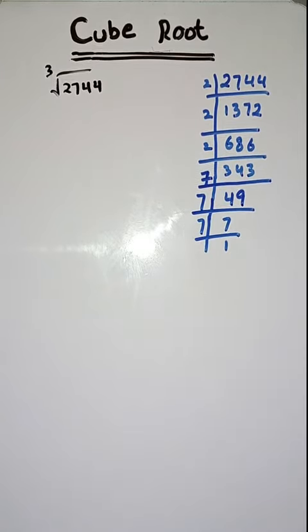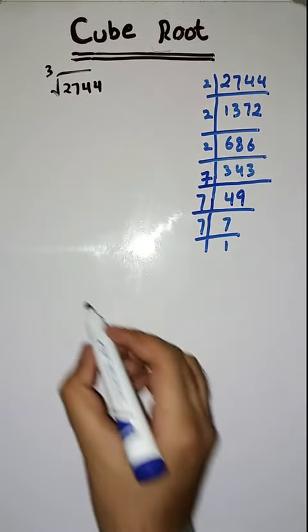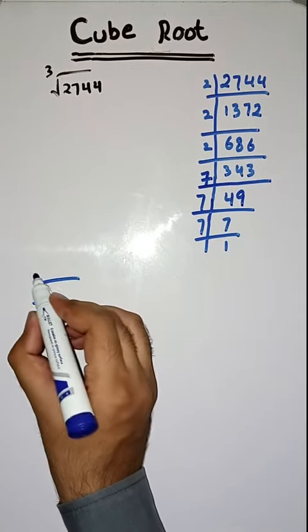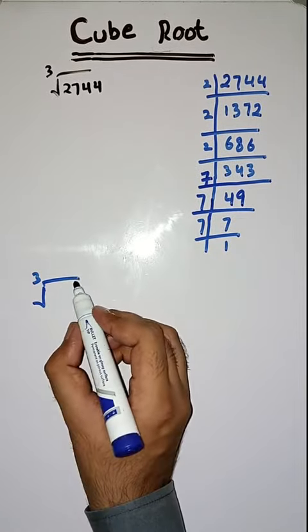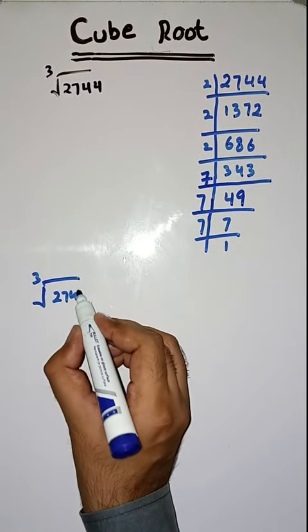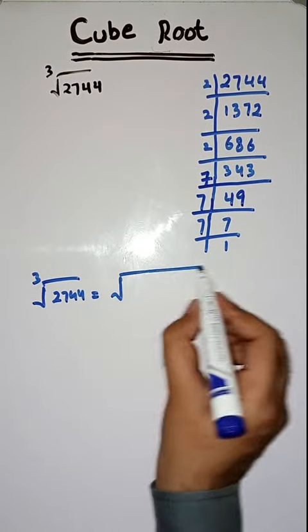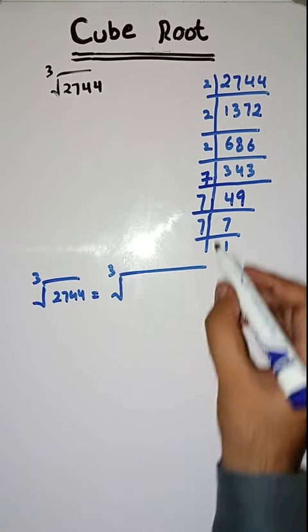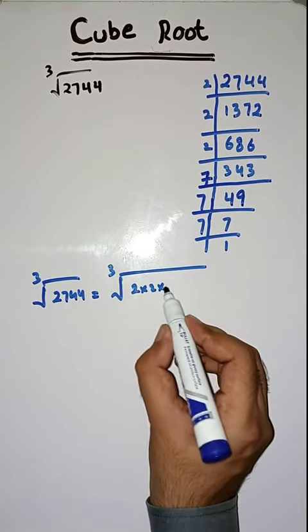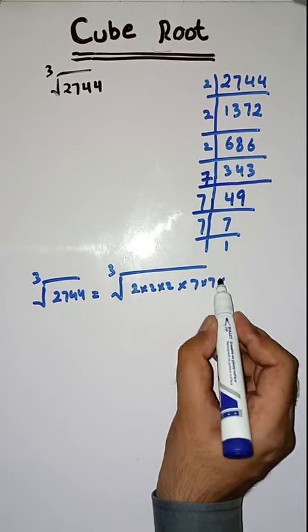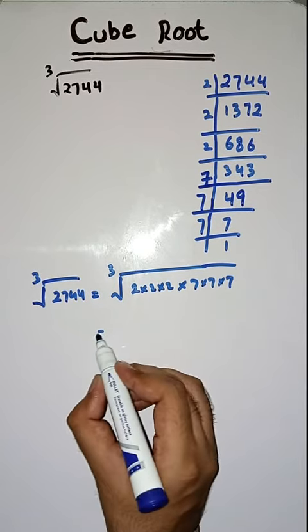So students, the cube root of 2744 is equal to the cube root of its prime factors, which are 2 into 2 into 2 into 7 into 7 into 7. Now students, what we have to do?